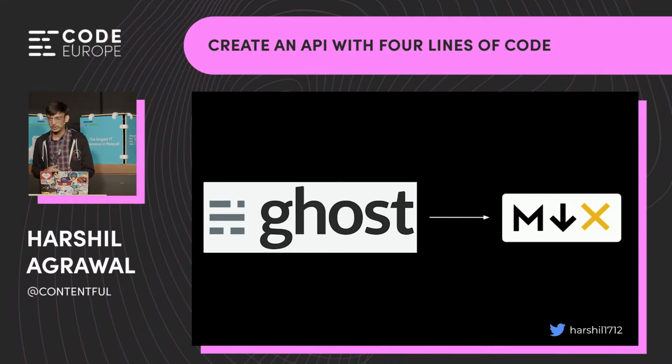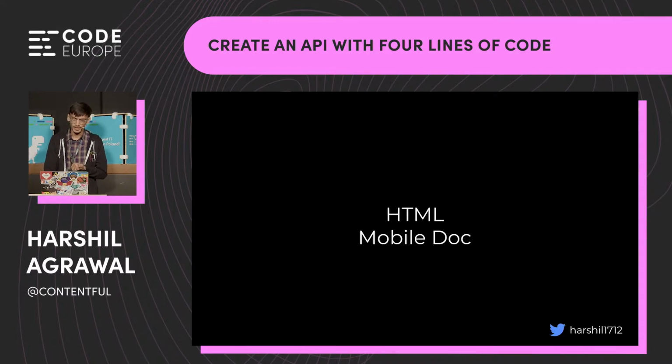So I started to look into a few things of how I can have my existing content from Ghost ported to the MDX format or the Markdown format for now. So I researched into the Ghost API, and there were two things that the API returned.